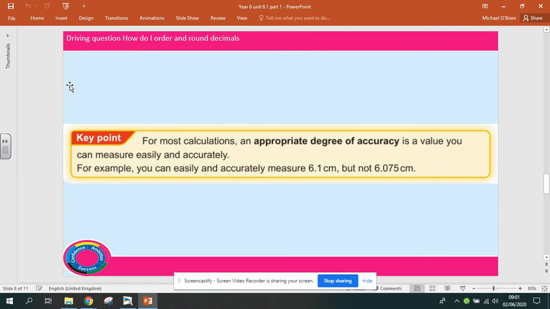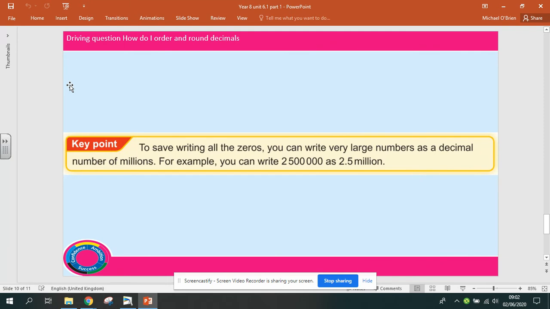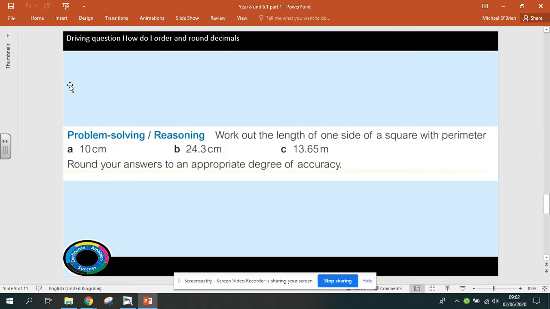Right, now I'd like to move on to a question on that. Work out the length of one side of a square with a perimeter of those measurements. Round your answers to an appropriate degree of accuracy. Pause the lesson and restart after you've answered your work.